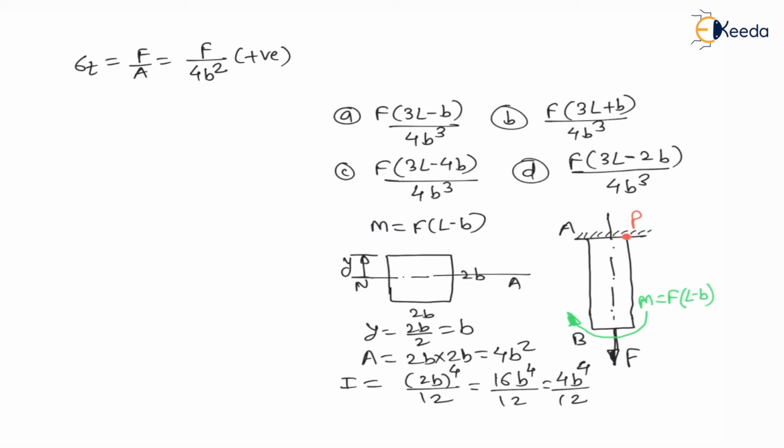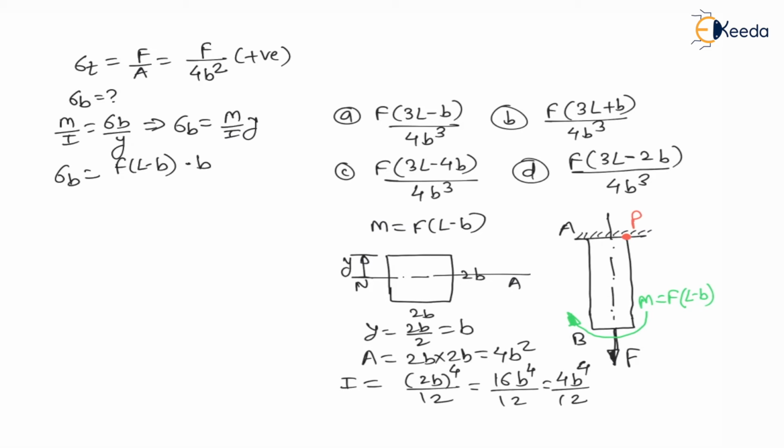Now the bending stress acting on point P, that is sigma b, we have to calculate. What is the bending equation? M by I is equal to sigma b by y. This is the bending equation. From this equation we can write the bending stress sigma b is equal to M by I into y. Put the values: bending moment is F into (L minus b), y is b, I is 4b to the power 4 divided by 3.